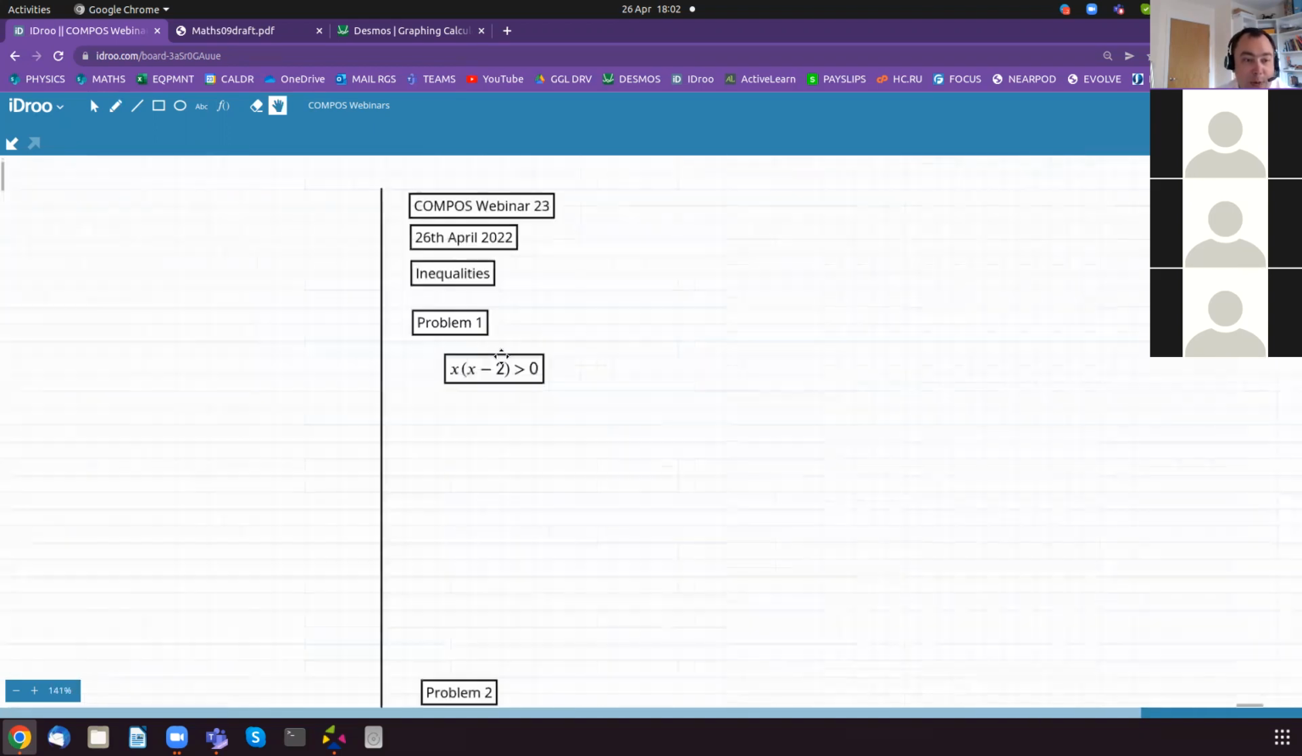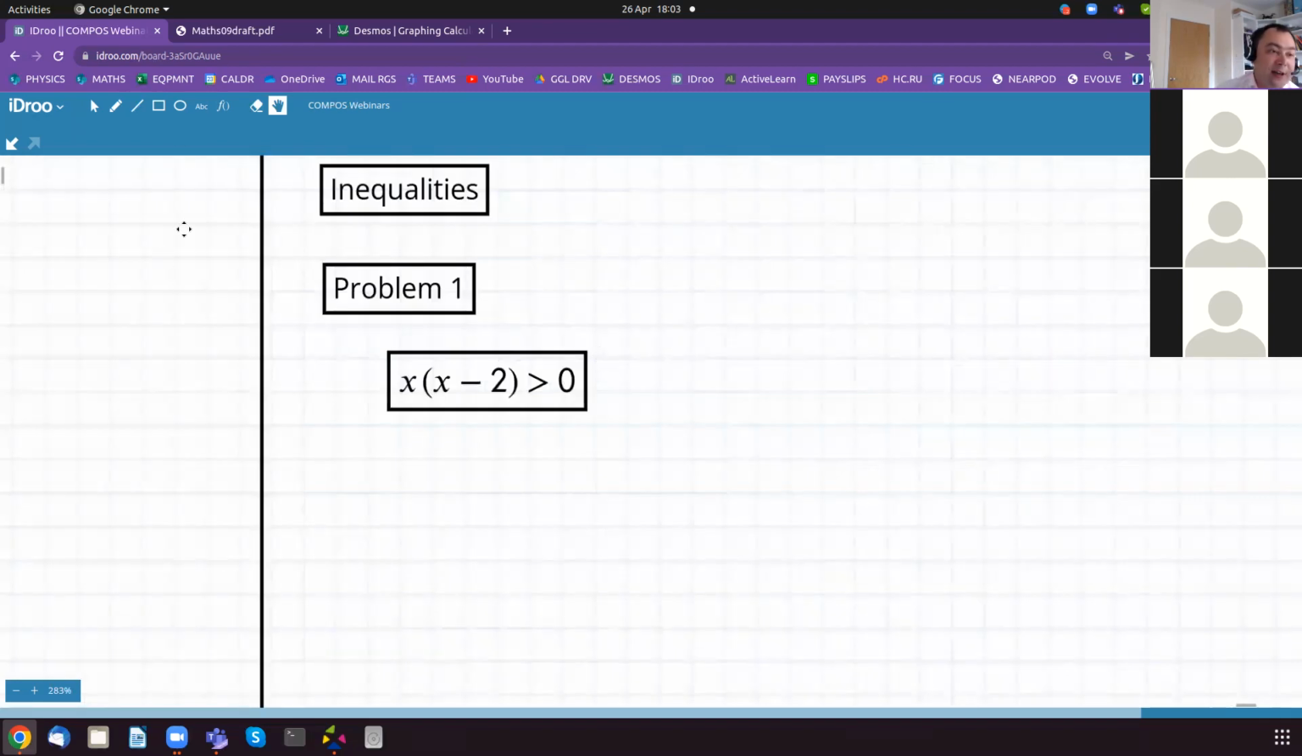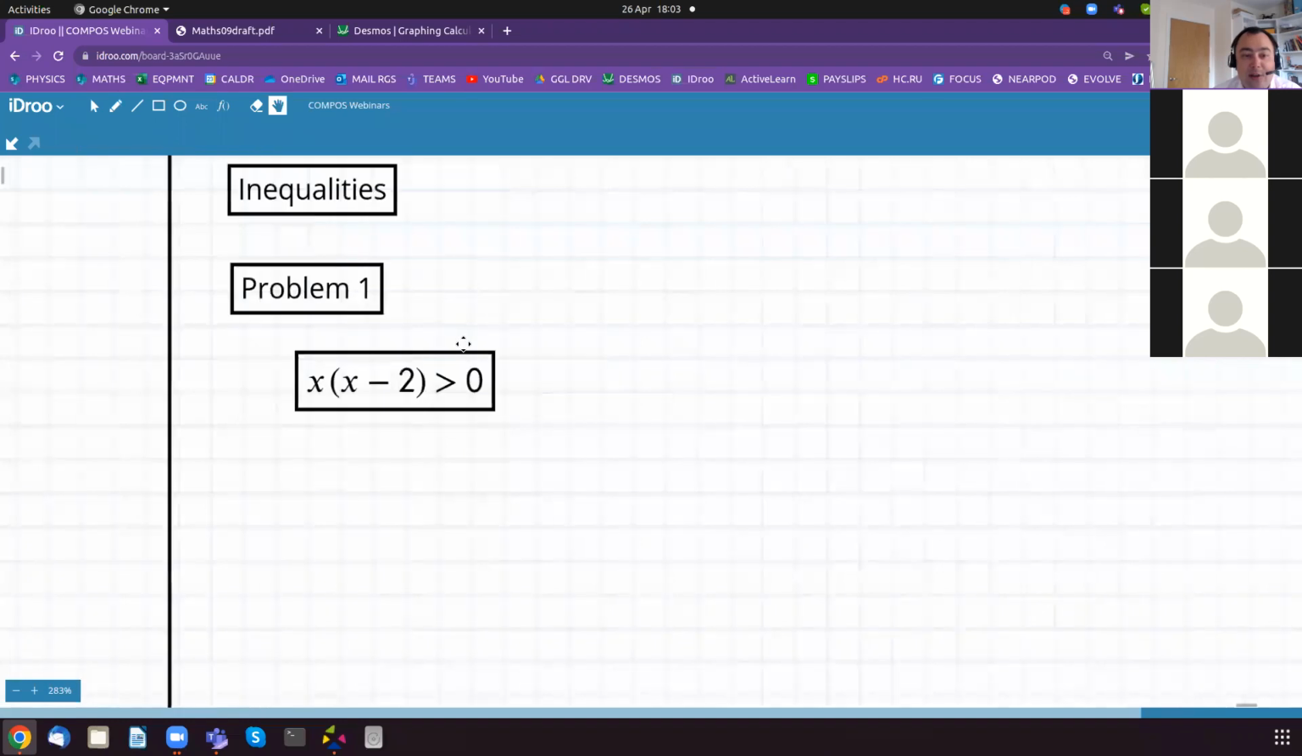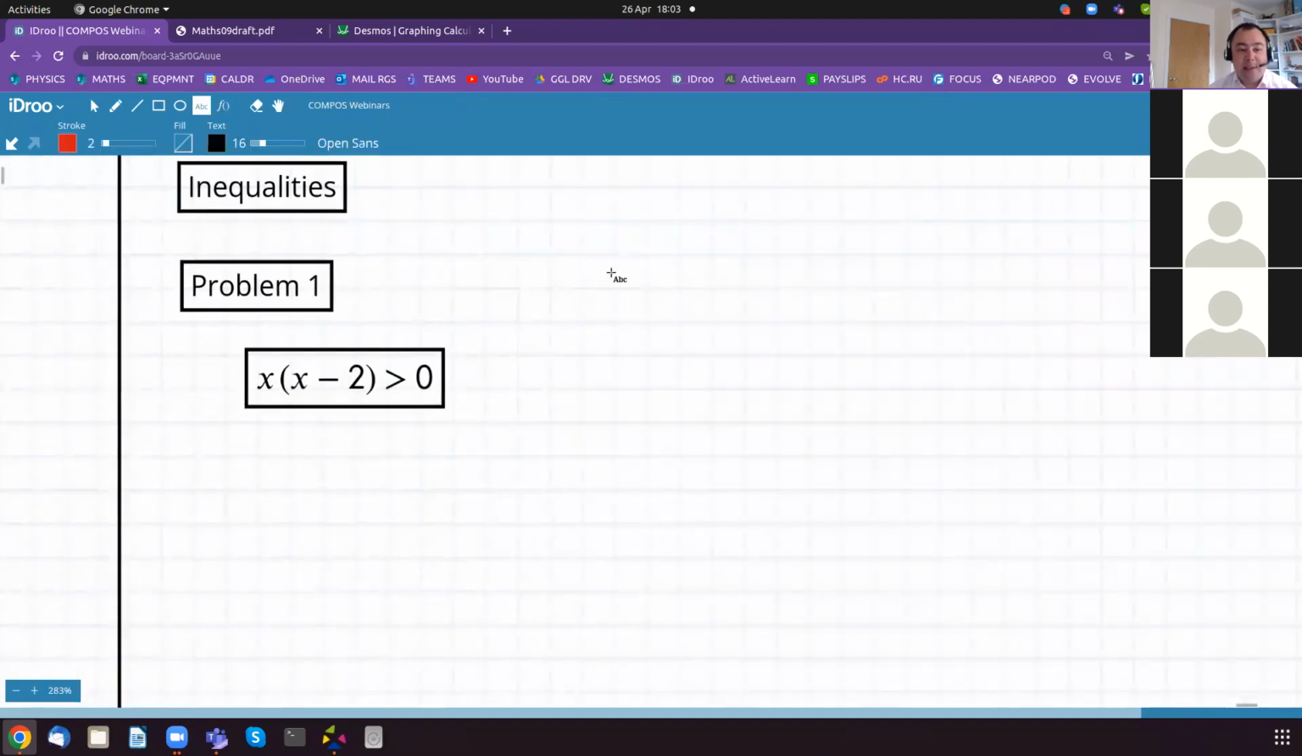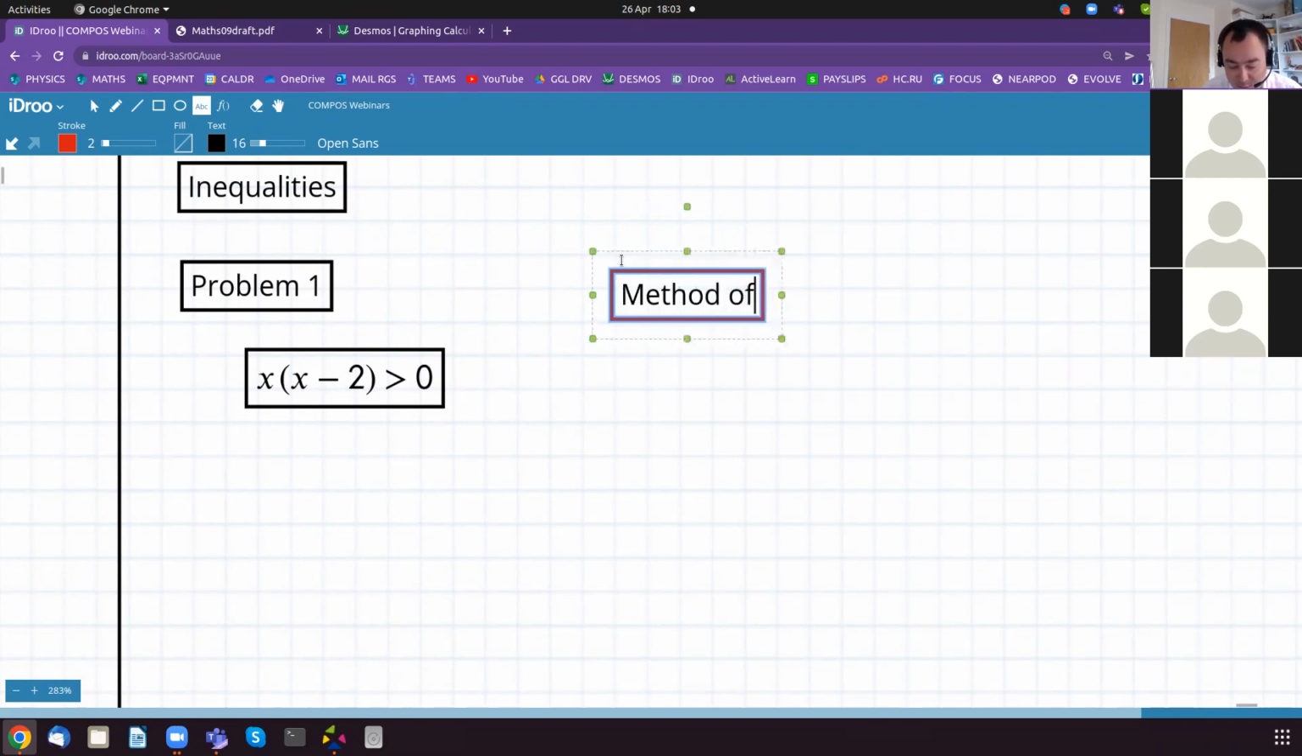Okay, so let's have a look at what we have here. So here I have some very simple inequalities. I know you can solve them. I'm sure you can. But I'm just going to show you a method. It's called the method of intervals. And this is the key of today's session, the method of intervals.